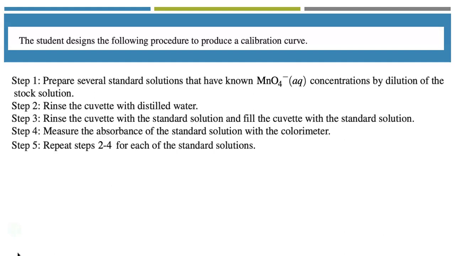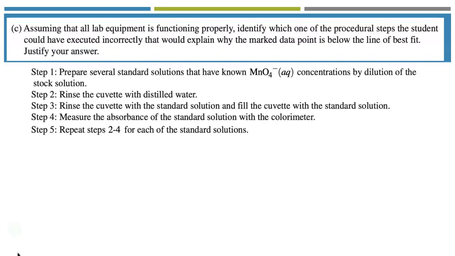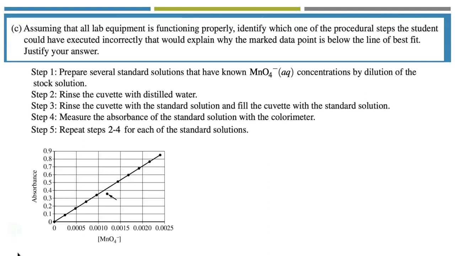And then what we'll do is we'll have a calibration curve. We'll be able to plot absorbance versus concentration. Assuming that all the lab equipment is functioning properly, identify which one of the procedural steps the student could have executed incorrectly that would explain why the marked data point is below the line of best fit. Justify your answer. So here's the absorbance data that we're provided with. You'll notice that most of the points are right on the line, but there's that one that's just below it.